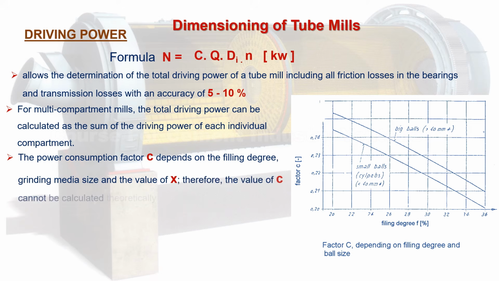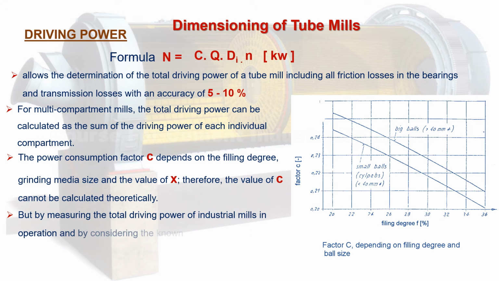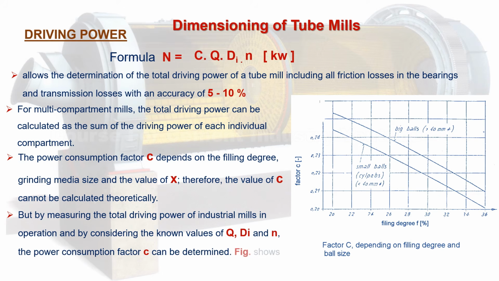Therefore, the value of C cannot be calculated theoretically. But by measuring the total driving power of industrial mills in operation, and by considering the known values of Q, Di, and n, the power consumption factor C can be determined. The figure shows factor C versus filling degree F.